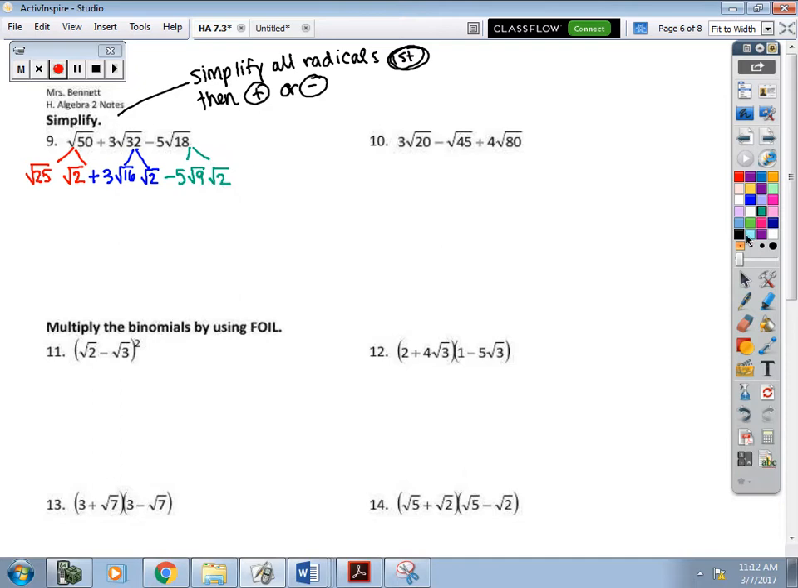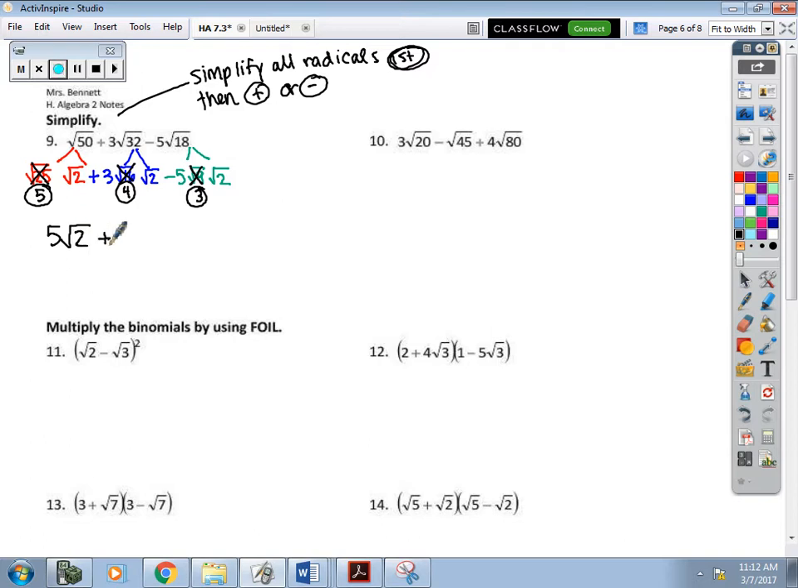Now we'll go ahead and take our square roots, what we know. So the square root of 25 is 5. The square root of 16 is 4. And the square root of 9 is 3. So I'm left with 5 square roots of 2.